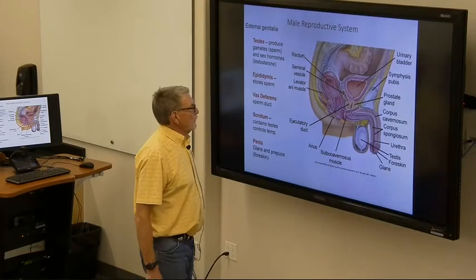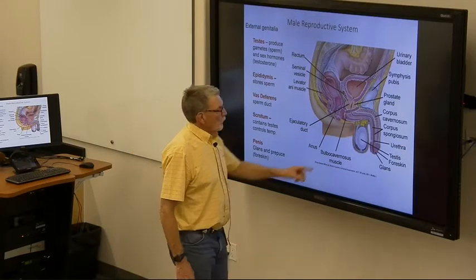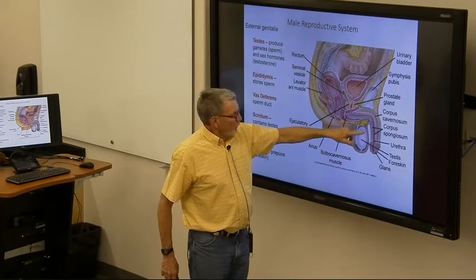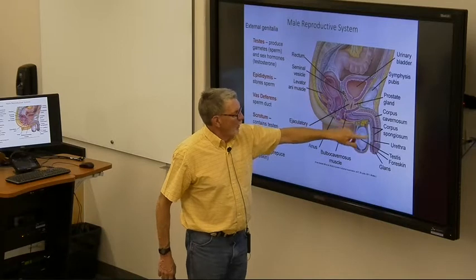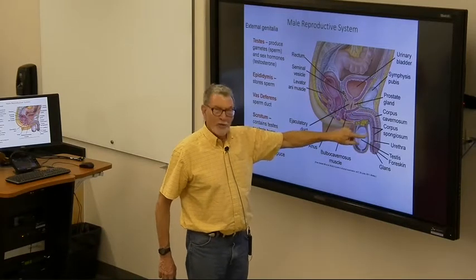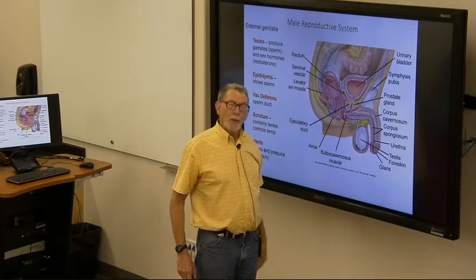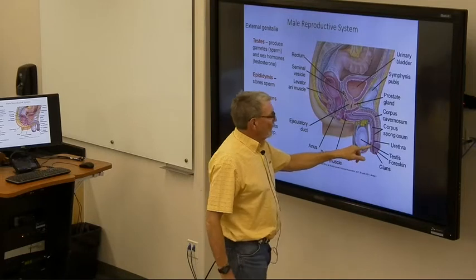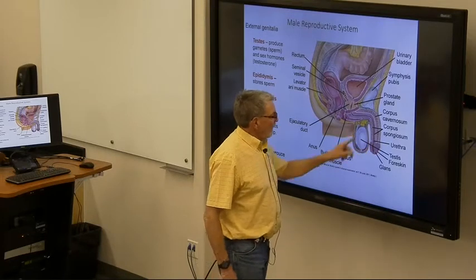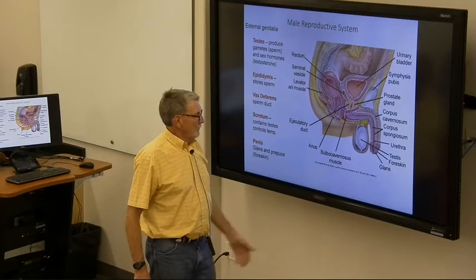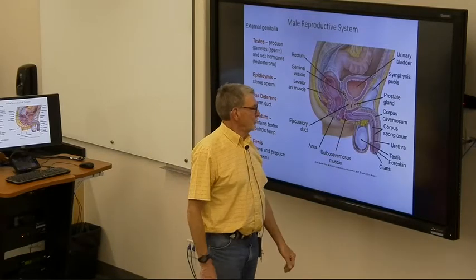Male reproductive system. The penis, corpus spongiosum, this is the spongy tissue it's called. The corpus cavernosum is on the top, that is largely responsible for erections. The glans penis is the head. The foreskin is also called the prepuce.